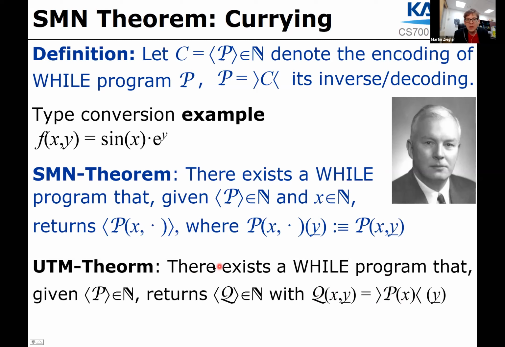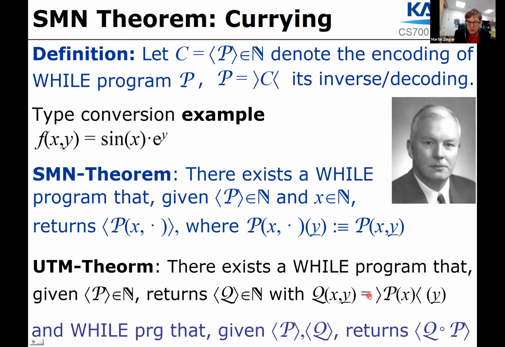And the statement says, given such a code of a program, there exists a while program that converts this program into one that actually computes the two-variate function, namely first use the first argument to recover the code of a program, then execute that code of a program with the second argument here, and return the value of that. And this conversion is computably possible according to the UTM theorem.